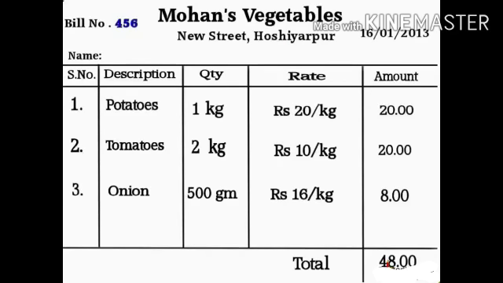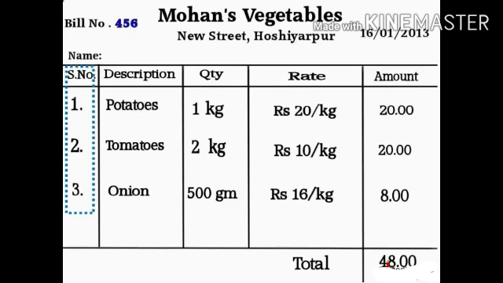This bill was for a purchase by a lady from a vegetable market. As this bill indicates, the business name is Mohan's Vegetables, and where was it located? At New Street, Hoshiarpur. What was the date of purchase? 16/1/2013. How many items were bought by the lady? 1, 2, 3.